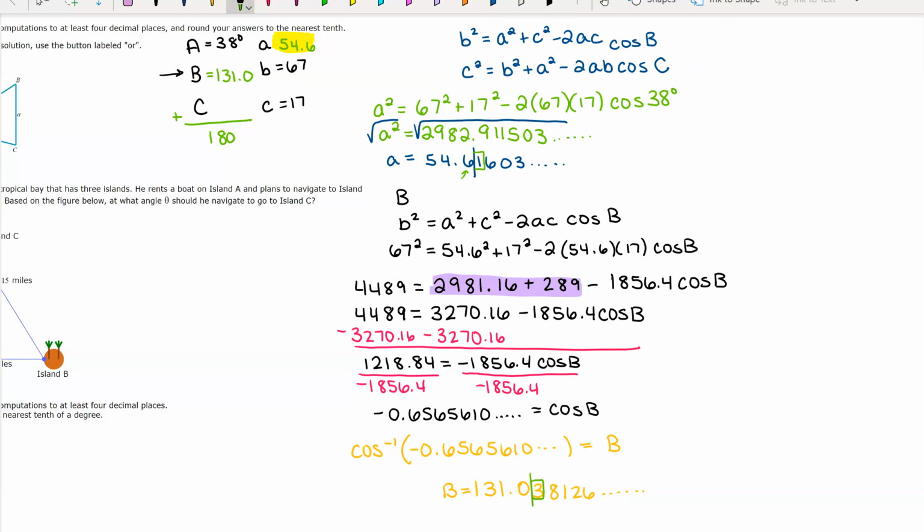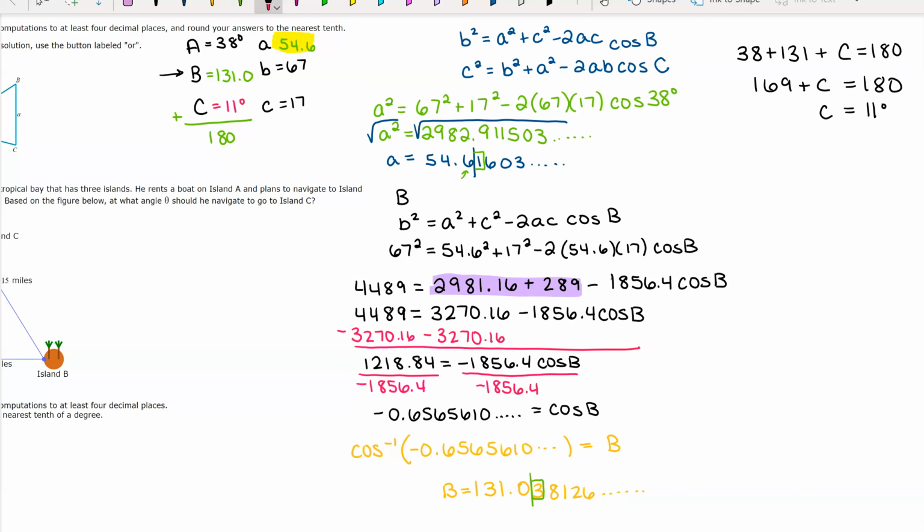Now to get angle C, you could go through this process again, but don't forget that your angles have to add up to 180. So I know that 38 plus 131 plus C has to equal 180. So 169 plus C equals 180. So C equals 11 degrees. So for the third angle, always use subtraction.